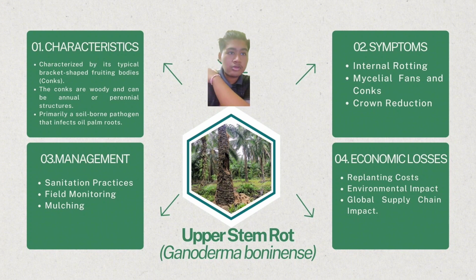The next symptom that we can look into is crown reduction. As the disease advances, the oil palm experiences crown reduction, where the number of healthy fronds decreases. This is a consequence of the progressive decay and death of the internal tissues, impacting the overall health and vitality of the plant. So next we'll look into the ways that we can manage the disease.